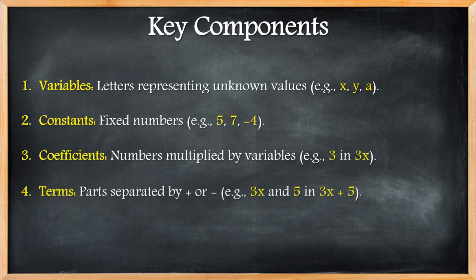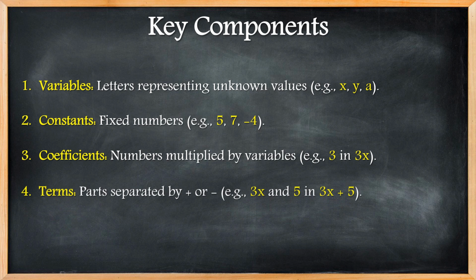Every algebraic expression is made up of 4 important parts. 1. Variables. A variable is a letter that represents an unknown value. Common variables include x, y, and a. Example, in 3x plus 5, the letter x is the variable. 2. Constants. A constant is a fixed number that does not change. Example, in 3x plus 5, the number 5 is a constant because it stays the same.